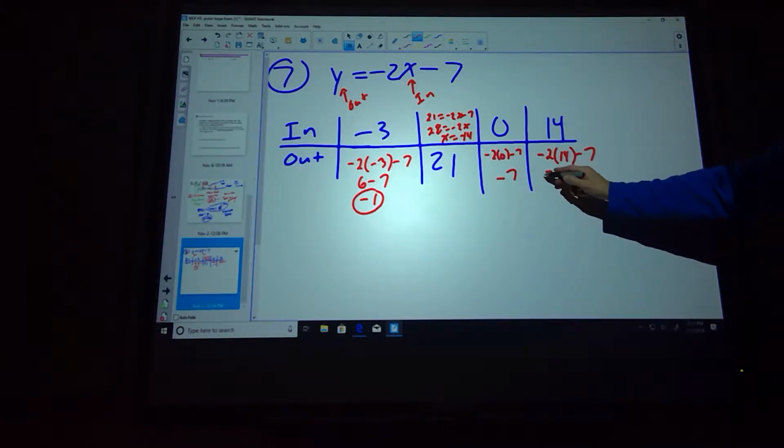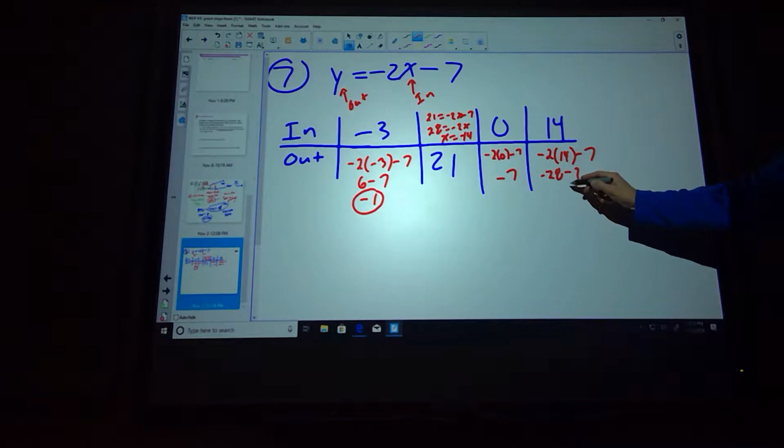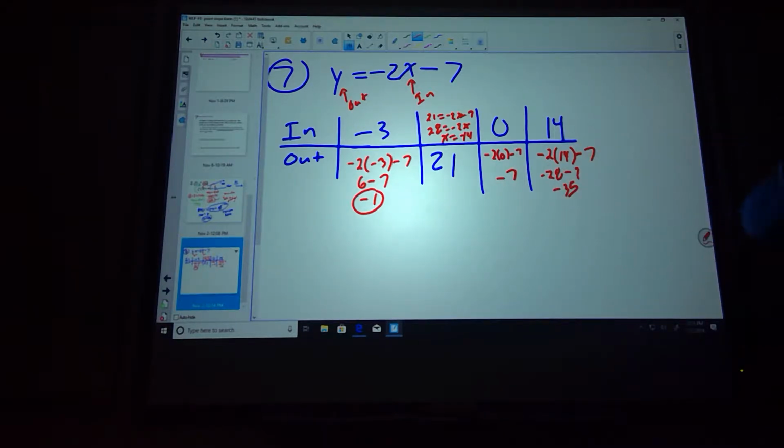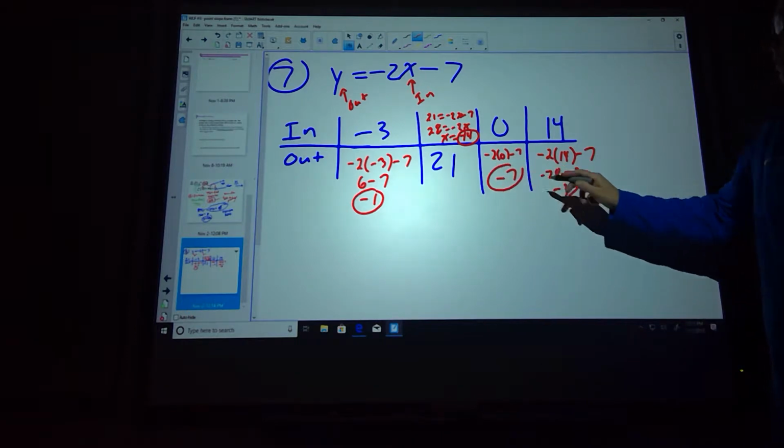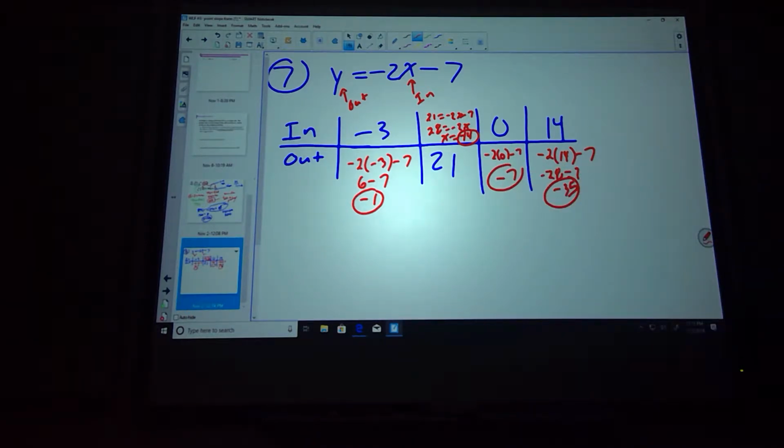That's going to be negative 28 minus 7, which is negative 35. So negative 14 goes there as an input. That's an output. That's an output. So you're just doing the arithmetic.